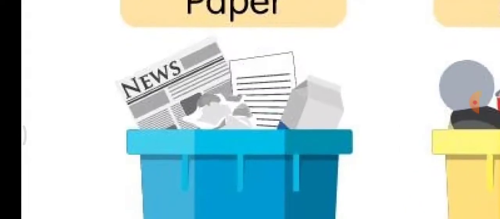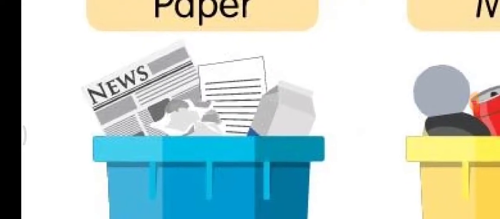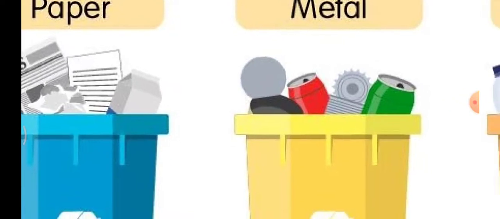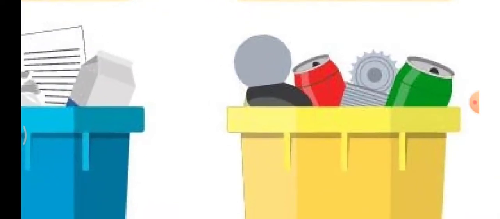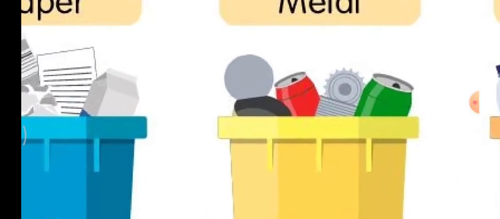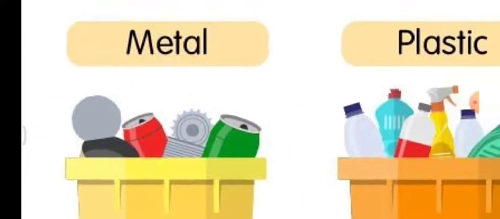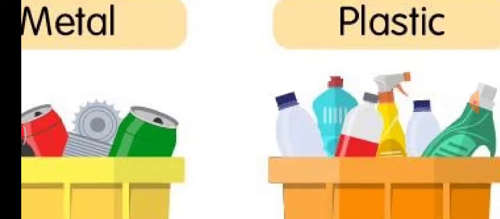You can use these to wipe the glass, and metal can once again be recycled and made into a metal sheet, and new things can be made from it. The cans, you can use them as a stand once again, a pencil stand, as we discussed earlier. Plastic bottles can be reused again.